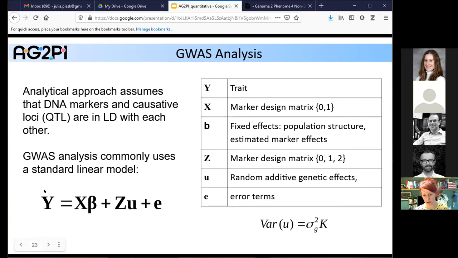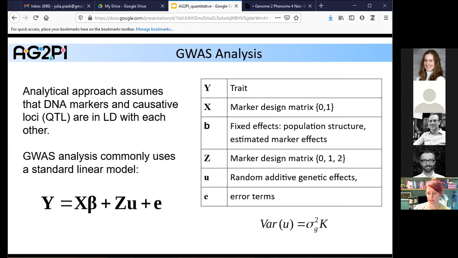Y is the trait, x is a design matrix for fixed effects like environment. It might just be a row of ones if it's just for the intercept, and then the beta is the slopes for that. The Z is actually the marker design matrix. And the markers use 0-1-2 coding, where 0 is one of the alleles, often the minor allele, 1 is the heterozygote, and 2 is the homozygote.